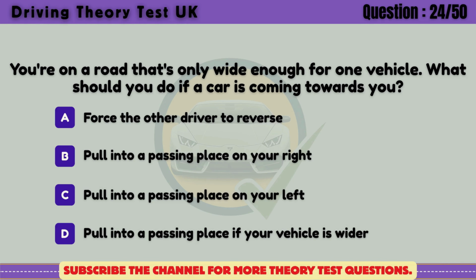Question 24. You're on a road that's only wide enough for one vehicle. What should you do if a car is coming towards you? Option A. Force the other driver to reverse. B. Pull into a passing place on your right. C. Pull into a passing place on your left. D. Pull into a passing place if your vehicle is wider.